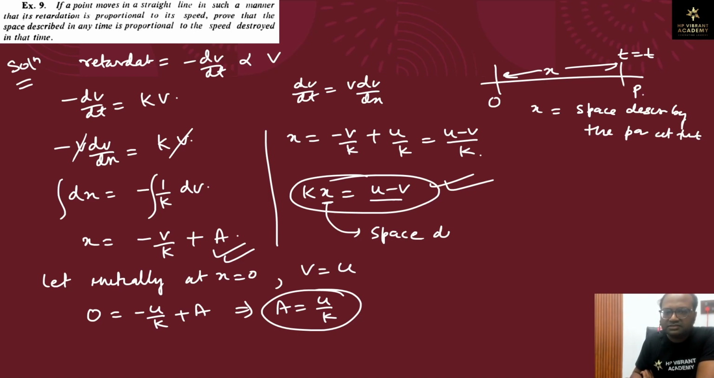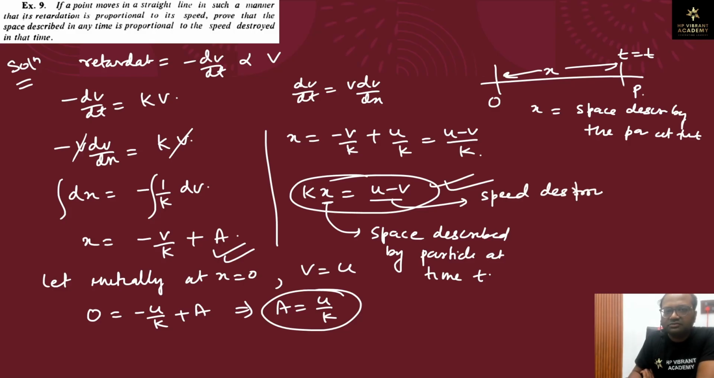This is the case. X is the space described by the particle in time t, and u minus v is the speed destroyed in that time. u is the initial velocity and v is the final velocity. So u minus v is the speed destroyed in time t. So we have to show that the space described by the particle in time t is proportional to the speed destroyed in that time.